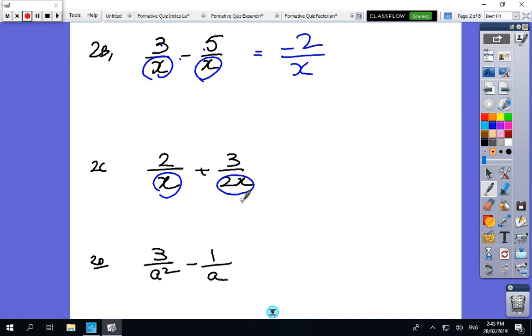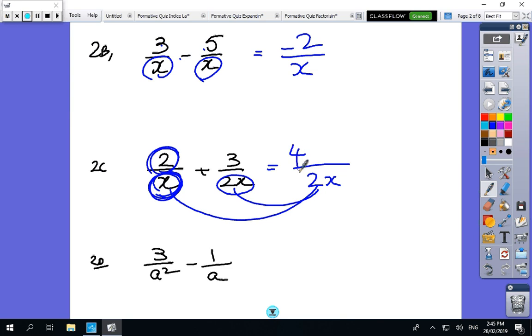This x and 2x are not the same denominators. The lowest common denominator is 2x, because 2x goes into 2x and x goes into 2x, so 2x is the lowest. So that first number has to be doubled, so 2 times 2 is 4, plus sign. This has already got the same denominator, so it doesn't change, so the answer is 7 over 2x.